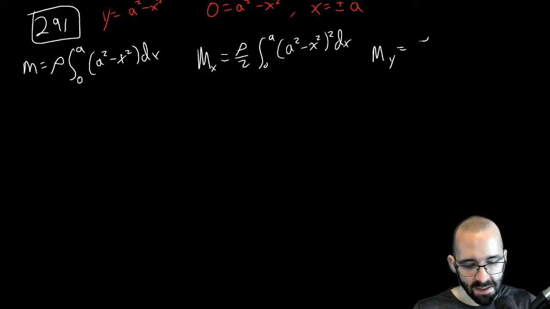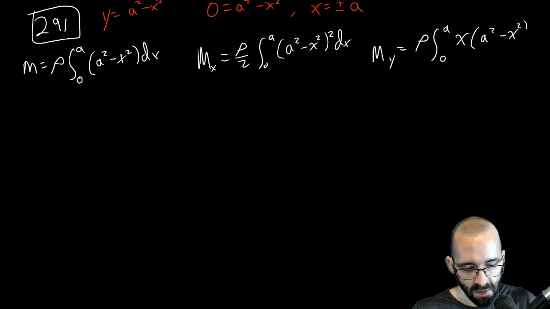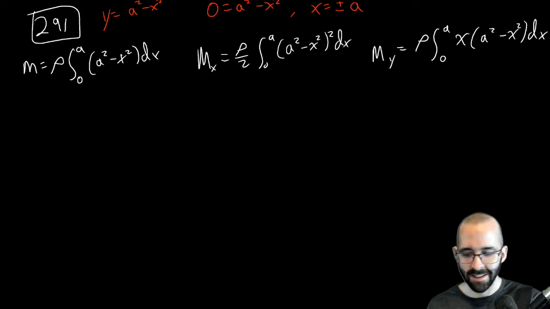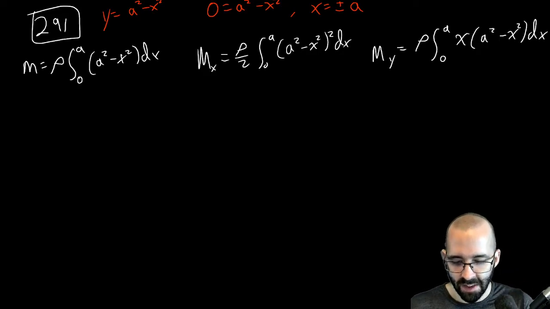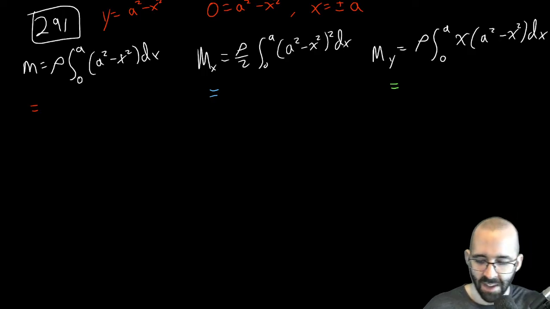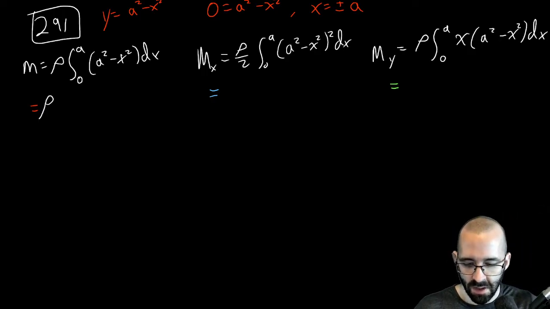Moment with respect to the y-axis is going to be rho, integral from 0 to a of x times the function. Just using those from our formula. Now we've got to calculate these out by hand. Let's do these nice and color coded. Red, blue, green. We already used red. It's fine. This will give us rho.